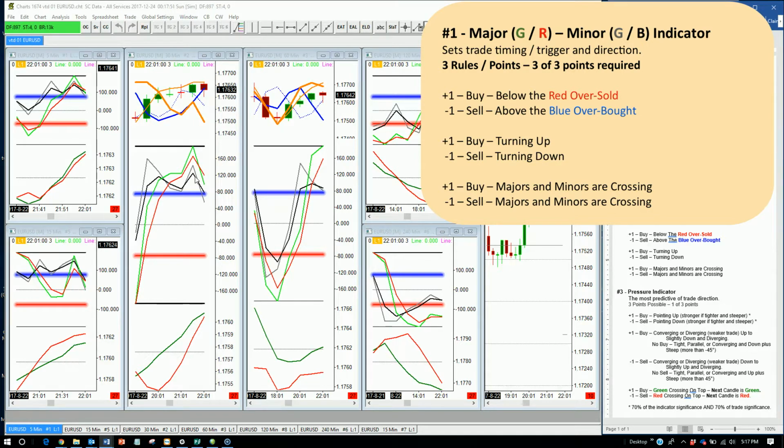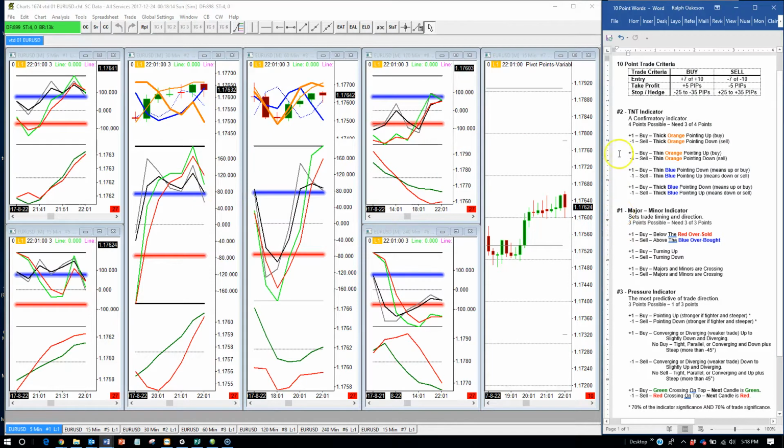All right, so we see that it is in the overbought. For a sell, we see that it needs to be turning down, which it is. And for a sell to get another minus point of our -7 total, the majors need to be crossing and the minors need to be crossing, which they are. The majors are crossing and the minors are crossing. Okay, great. Now, step number 2 is to come up to the TNT indicator.